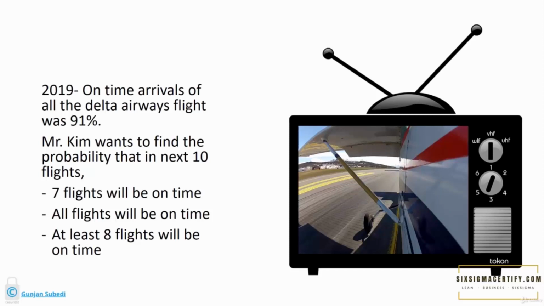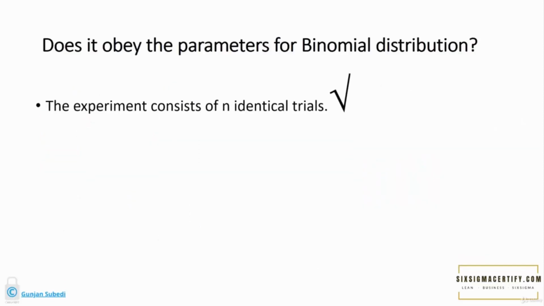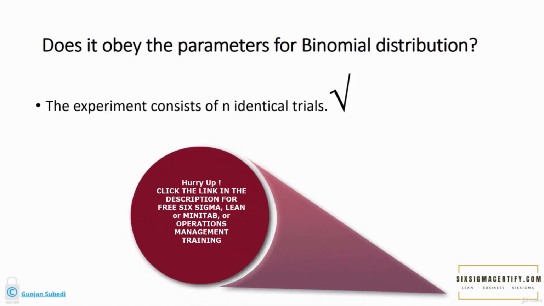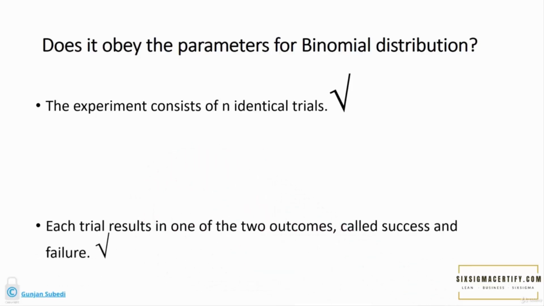There are 3 scenarios. He wants to find out whether in the next 10 flights, 7 flights will be on time, or all flights will be on time, or at least 8 of the 10 flights will be on time. First of all, we should check if this is a binomial distribution or not. The experiment should consist of n identical trials for a binomial distribution. Yes, the trials are identical. We are talking about the success or failure of the plane landing in time. Each trial should result in one of the two outcomes called success and failure. In our case, the success is the plane landing on time and the failure is the plane not landing on time.